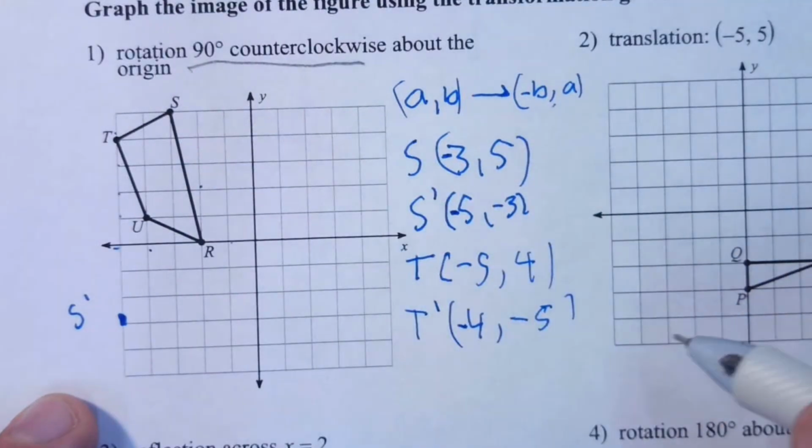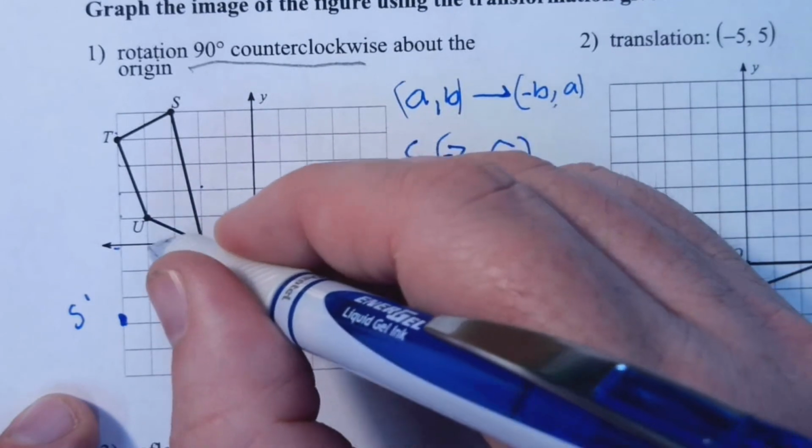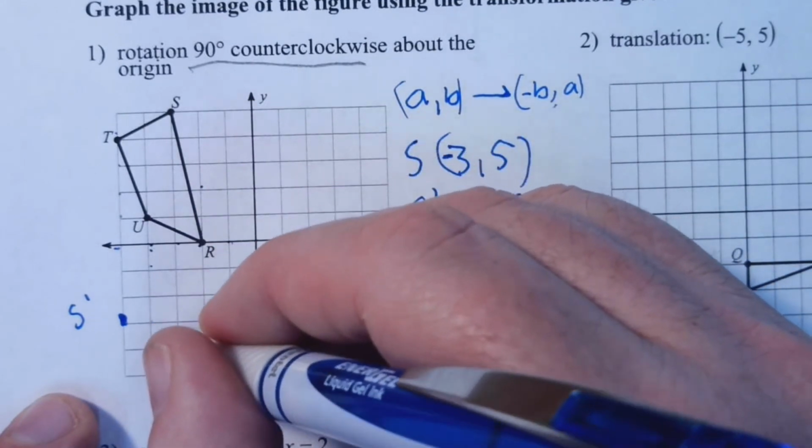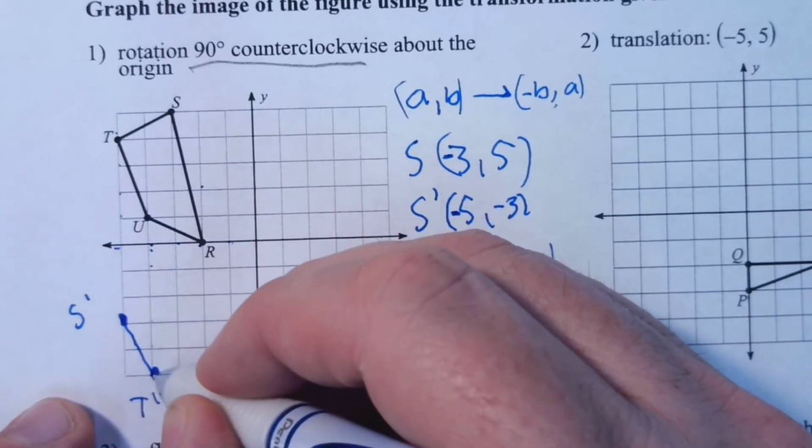Did I do that right? Negative 4, negative 5. Okay, I did that right. I just said the wrong thing. This would be T prime. Okay.